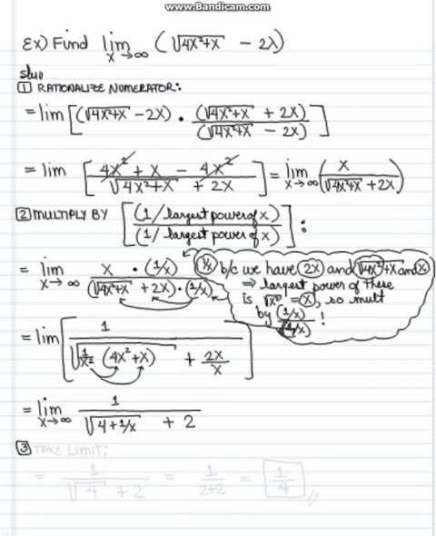Now we're ready to take the limit. Now we feel assured that we're not going to get a strange infinity over infinity or infinity minus infinity. We get 1 over the square root of 4 plus, because the 1 over x went to 0, so it's just the square root of 4 plus 2, and that simplifies to 1/4. So these are the two tricks that you can use to algebraically simplify the function to avoid getting the indeterminate forms infinity over infinity and infinity minus infinity.